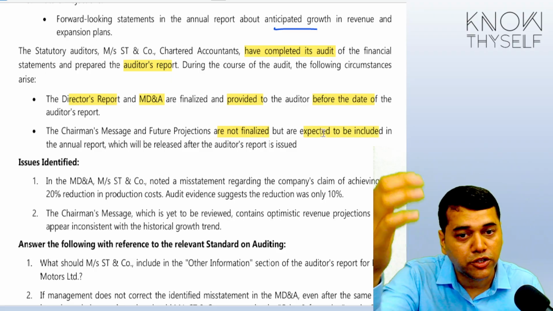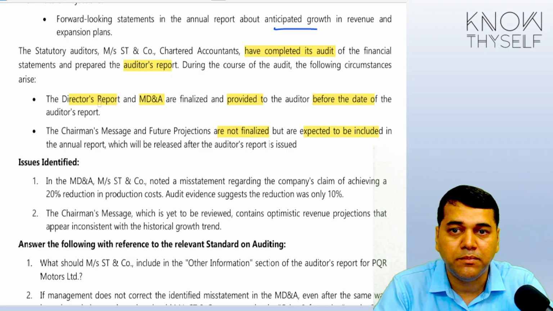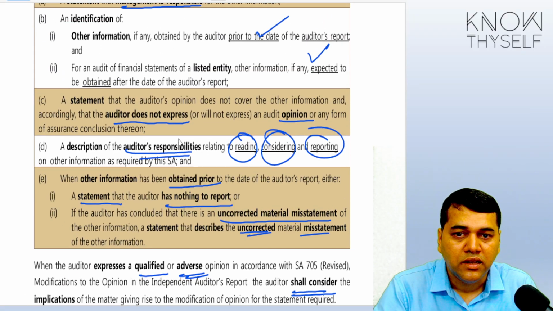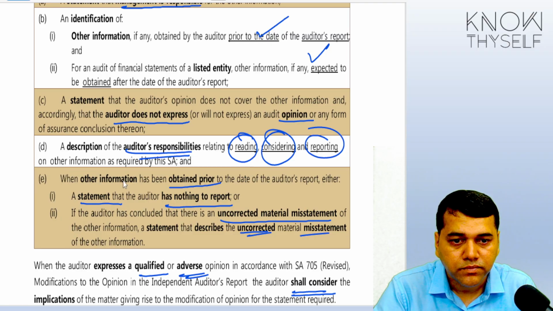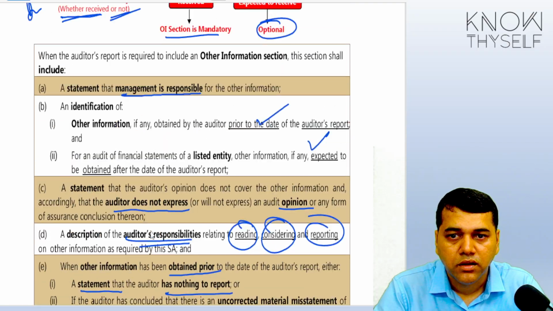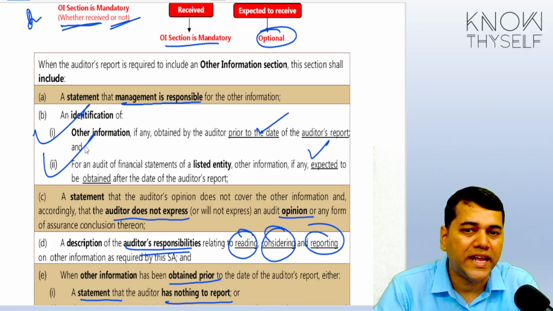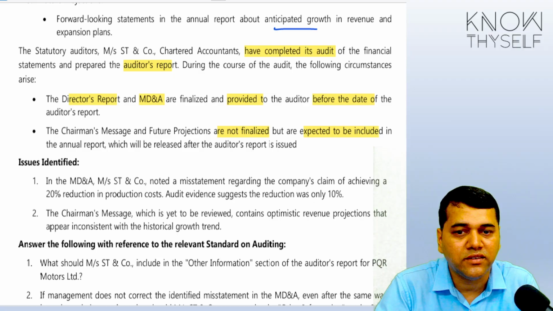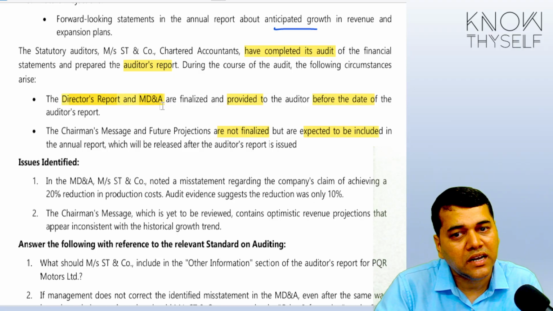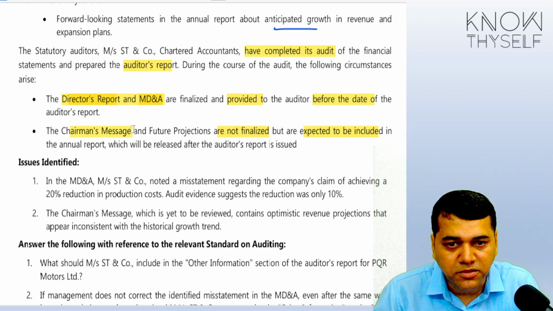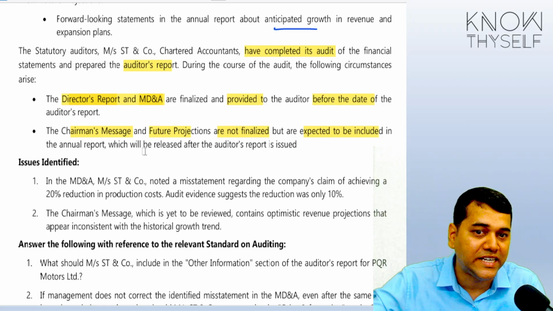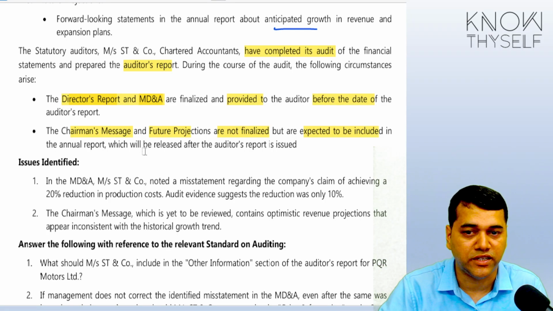So, then what do you need to do in your report? If I go back to the reporting, they said you have to tell what you have received and what you are expected to receive. So you have to identify it. In this case, how are you going to identify? Director's report and MDA are received. Chairman's message and future projections are yet to be received. See, investors have got clarity now: what you have seen, what you have not seen.